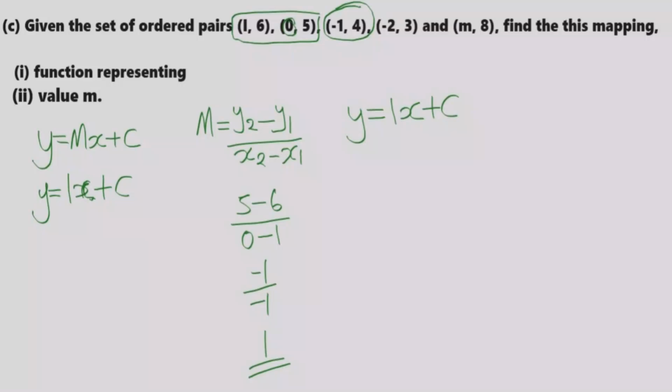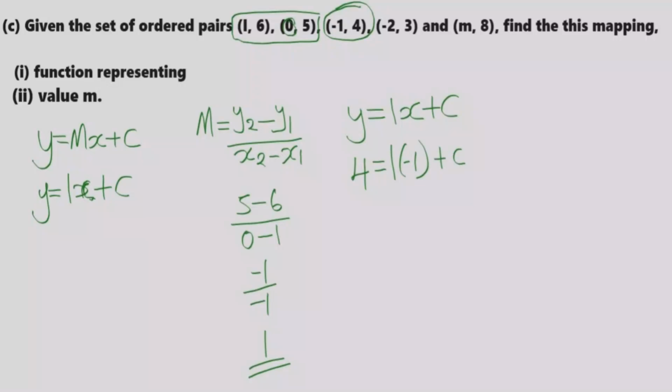So when y is equal to 4, where there is y, we put 4, then we say equal to, then what do we do? We write the gradient, which is 1, then multiplied by -1, then plus c.